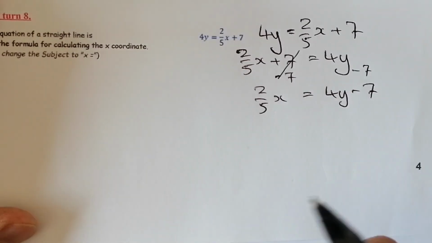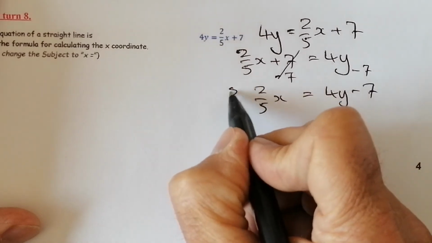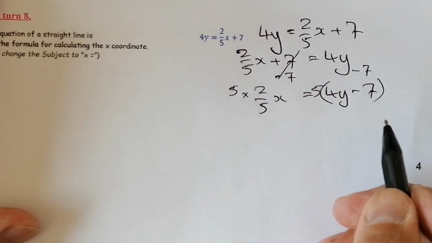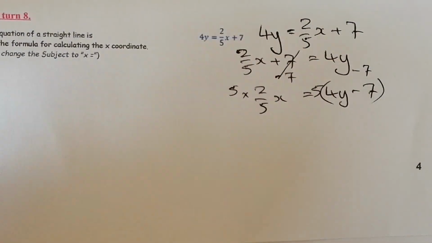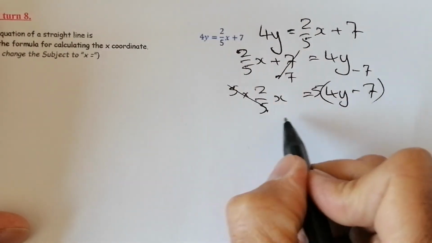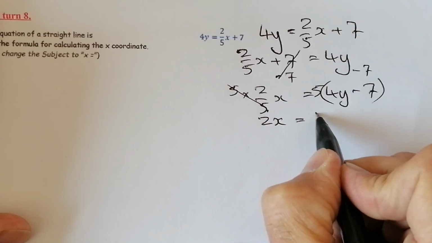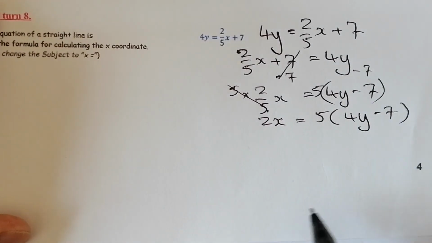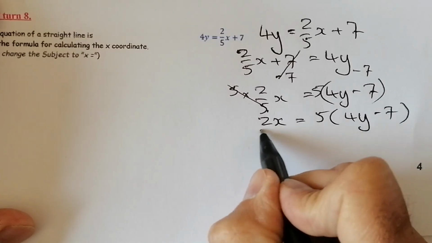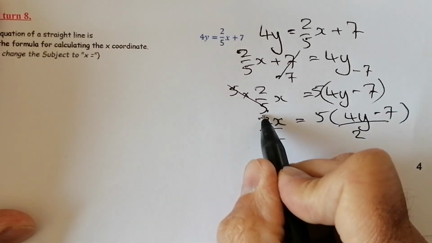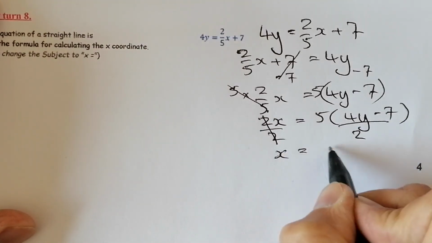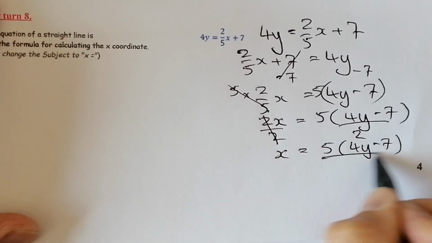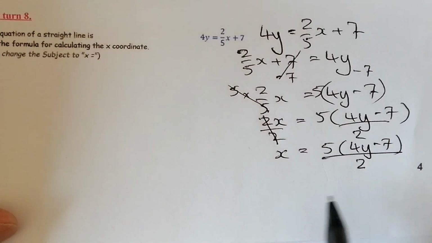From there we'll get rid of this fraction by multiplying by 5 and dividing by 2. If I multiply by 5 first, that'll be a 5 times this part here, and I've got to bracket it to make sure I multiply both things out. The 5's are eliminated, leaving 2x is equal to 5, and that's 4y minus 7 in the bracket. And finally divide by 2, and that will be eliminated. x is equal to 5 bracket 4y minus 7 all divided by 2.